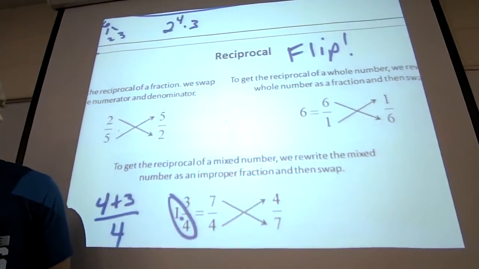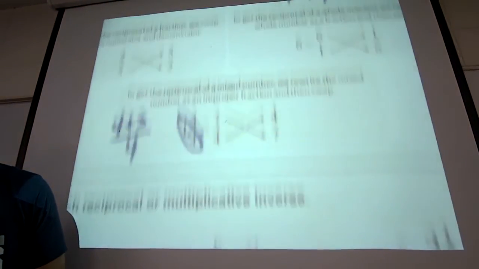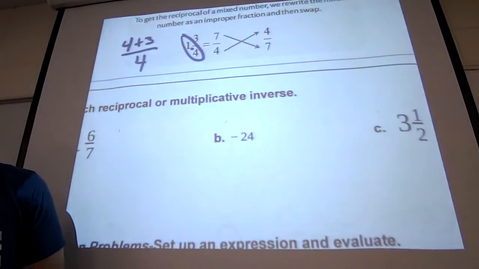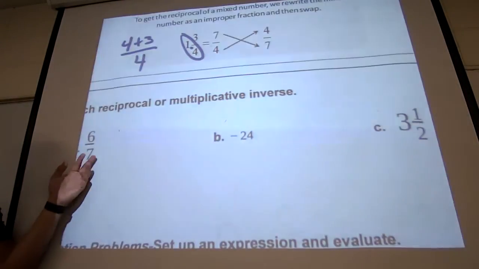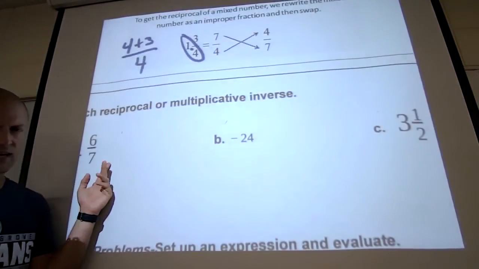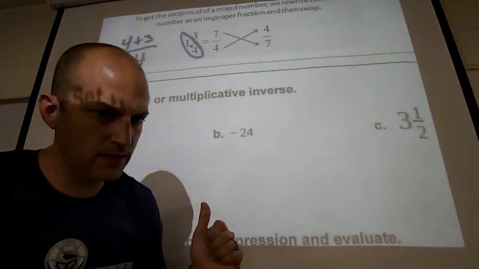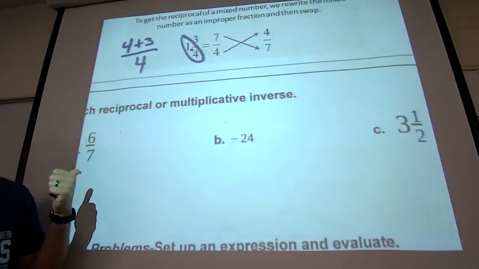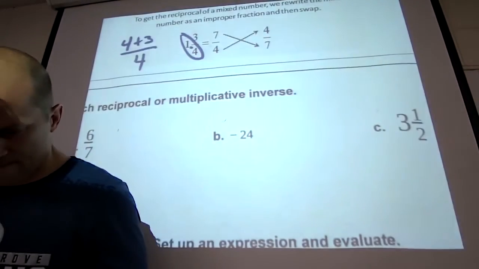Okay? All right, so I got some quick examples here. Quick. Okay? Over here I have 6 sevenths. I need the reciprocal. Jasmine, take the reciprocal, 6 sevenths. Flippy flip, what do you get?